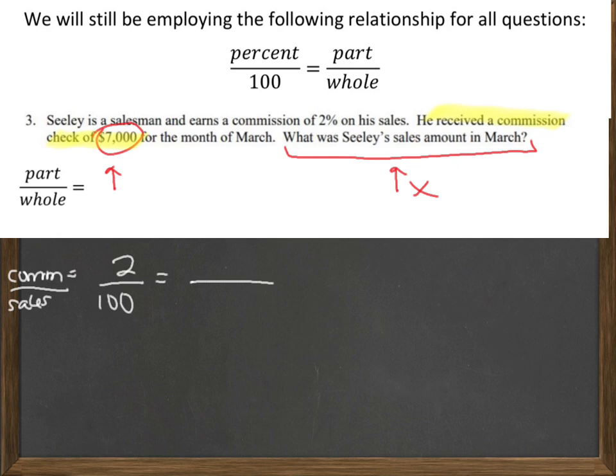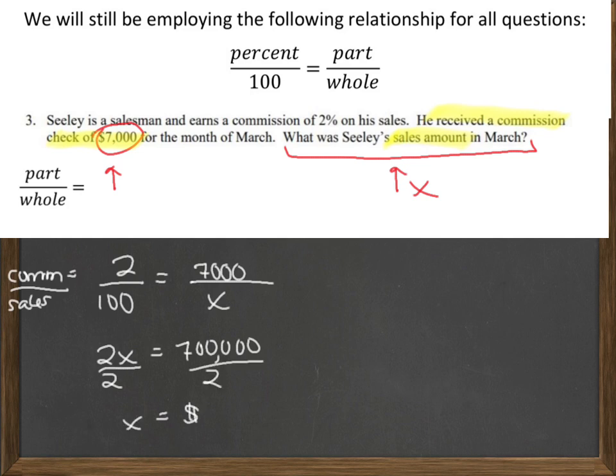Well, the commission is the part, right? His commission is only a very small percentage, 2% in this case, of the amount of sales that he made. So we have 7,000 over x, right? So again, we can see that this is the sales amount. The sales amount is the whole, or the denominator. So now we have our proportion. We can go ahead and cross multiply and solve. So we have 2x is equal to 700,000. We divide both sides by 2, and we find out that his total sales was $350,000.